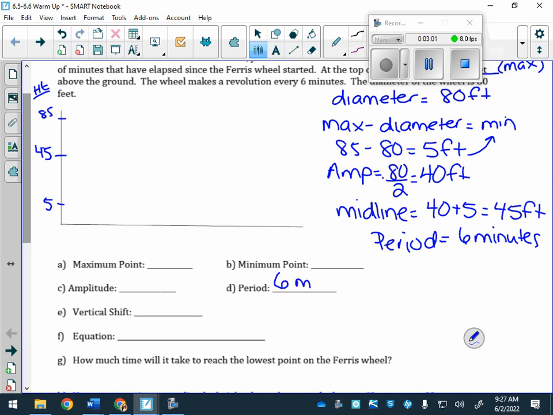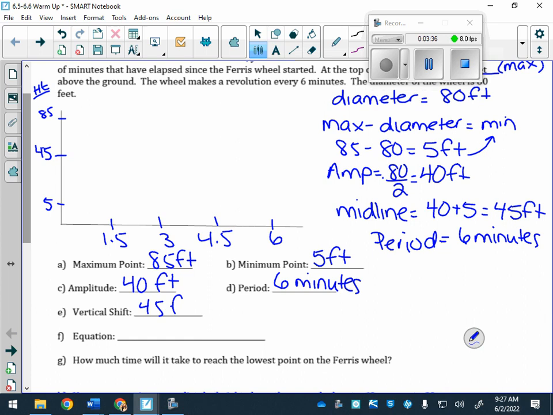So anytime we are given the period, we have to do what to find the increments? Find the scale. How do we find the x scale? Yeah, Grant. Divide the period by 4, and what do we get? 1.5. So 1.5, 3, 4.5. All right, so the maximum point, I'm just jotting it down again. Amplitude was 40, vertical shift 45 feet.